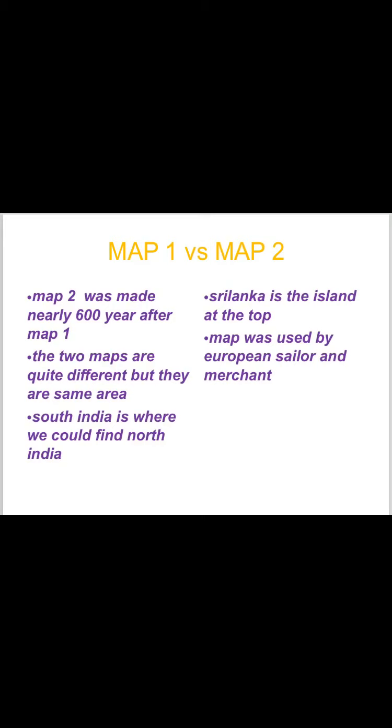Quite different means that South India appears where you would find North India, and Sri Lanka, which in our present outline map you see at the bottom, appears as an island at the top in that map. For what purpose did we need this map? The map was used by European sailors and merchants, who came to our India for trade, for business purposes. They used this map and traveled to the regions.